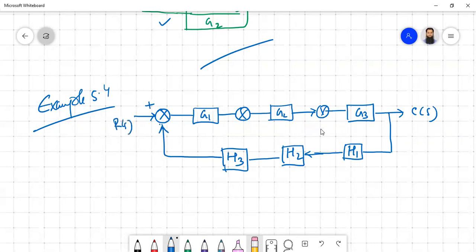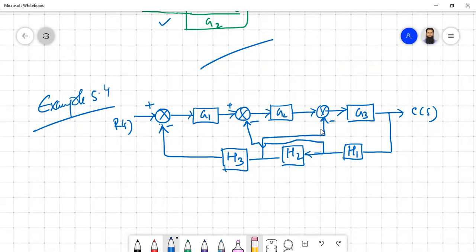Okay, so this is your RS, feedback going here, negative feedback, and then one feedback going here, negative feedback, the other feedback going here, negative feedback. So this is the diagram. Okay, a lot of twisting is there, but if your understanding is clear, then it should not be a difficult idea.